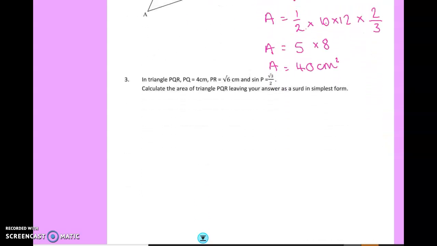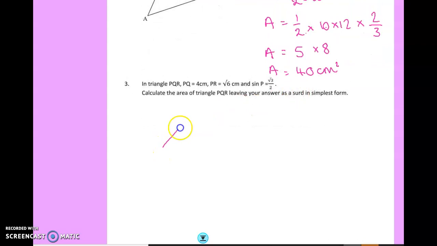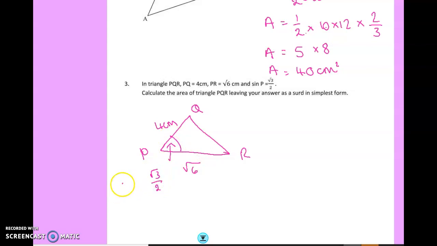Okay, let's try the last one. In triangle PQR, here's my triangle PQR. PQ is 4 centimetres, PR is √6, and sine of P is √3/2. So it's not the angle that's √3/2, it's sine of whatever that angle is that's √3/2. Okay, we want to leave our answer as a surd this time. We'll get what I'm writing here.